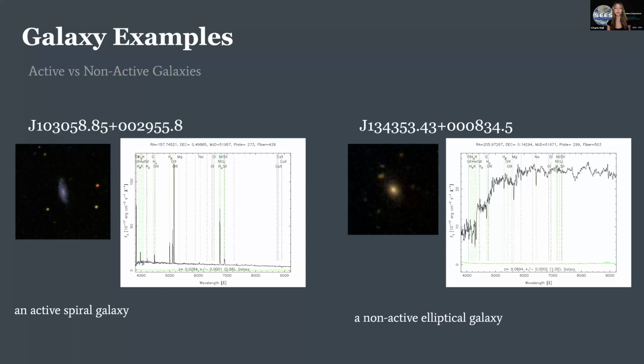As this material spirals into the black hole at the nucleus, it reaches high temperatures, exciting the surrounding gas, resulting in emission. So one of the ways we can tell whether or not a galaxy is active is by searching the galaxy's spectra for emission lines.